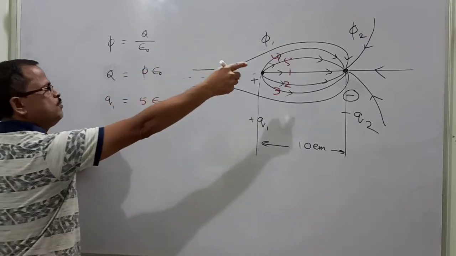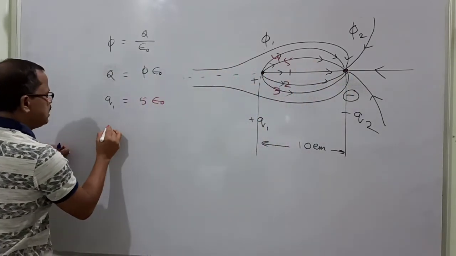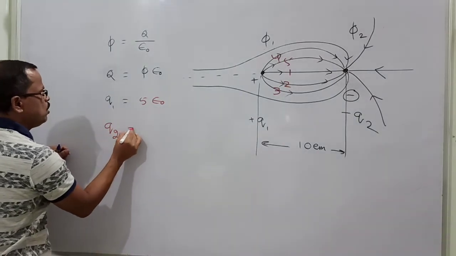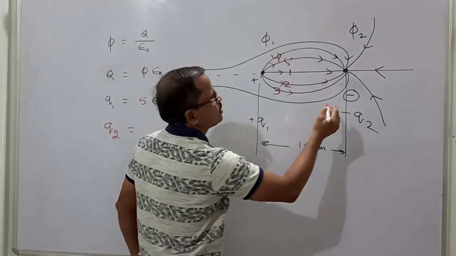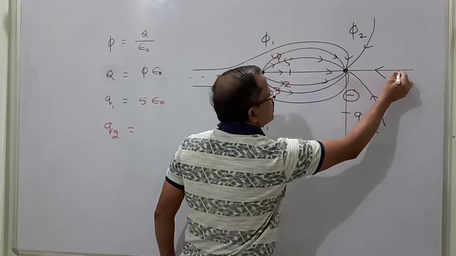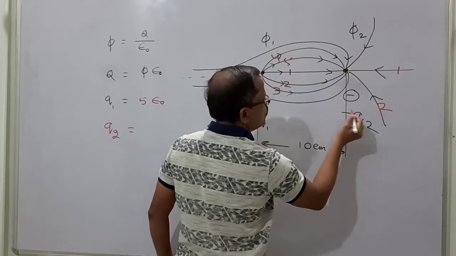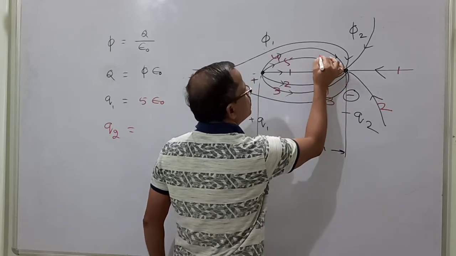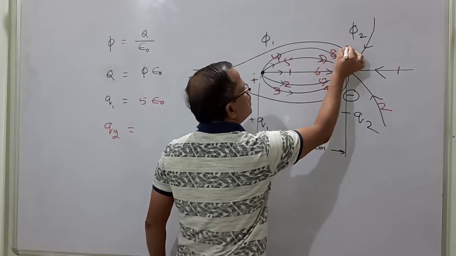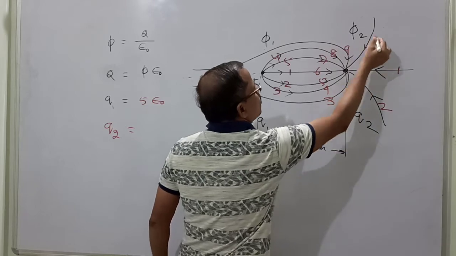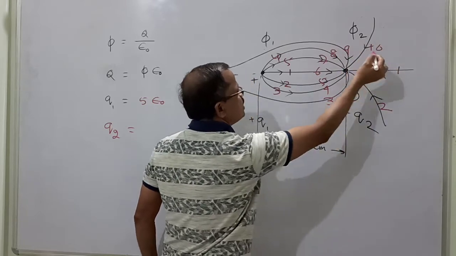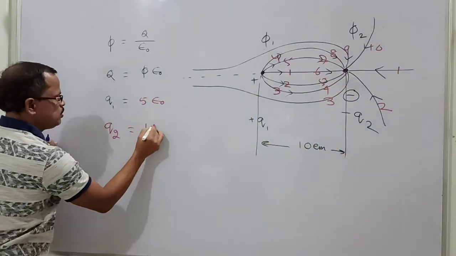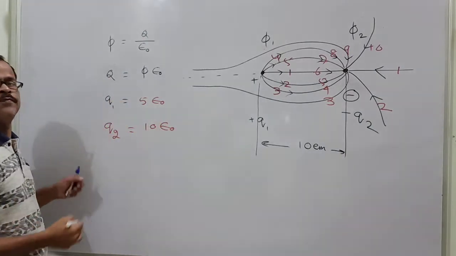Come to this charge. For this charge, the charge is Q2. How many lines of force are here? Let us count the number of lines of force coming to this charge: 1, 2, 3, 4, 5, 6, 7, 8, 9, 10. The number of lines of force coming to the negative charge is 10. Then you write this is equal to 10 epsilon 0.